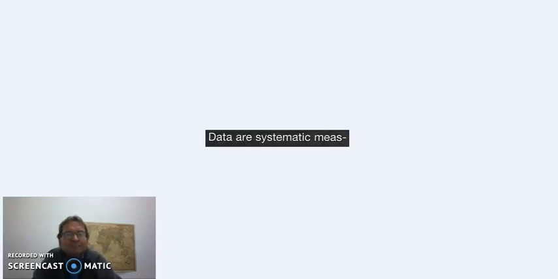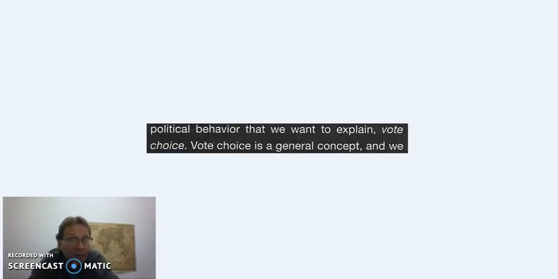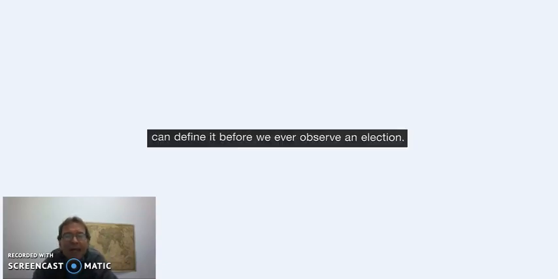And what are the data? Data are systematic measurements or observations that are collected as a source of information about a theoretically defined concept or idea. So they are measurements or observations about an idea or concept. And in our example, there is a political behavior that we want to explain, vote choice. And these are on pages 15 through 20, right at the beginning of the textbook if you're wondering where I'm getting this from. Vote choice is a general concept, and we can define it before we ever observe an election.